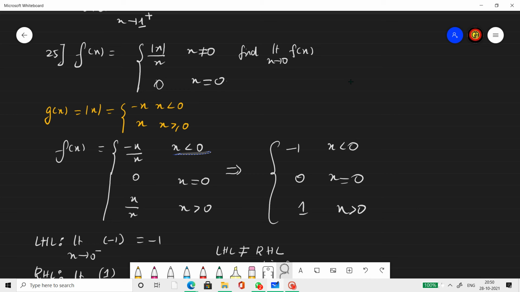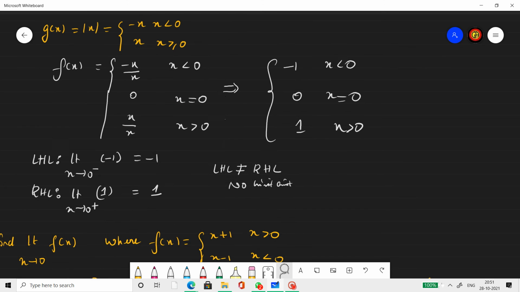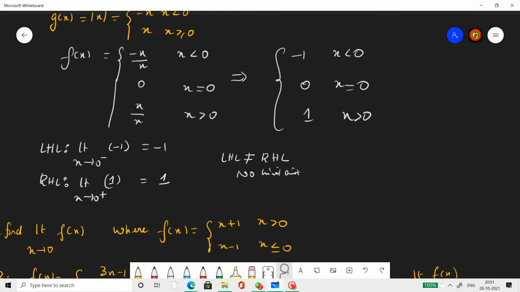So, below 0 is discussed. At 0, the question itself says it is 0. So, we take it as it is. Above 0, the mod x will behave like the x function. So it's x by x. So therefore, this will eventually get transformed to a form of minus 1 when it is below 0, 0 when x equals 0, and 1 when it is greater than 0. By looking at this, we can say that the left hand limit at 0 and the right hand limit at 0 are not equal. Therefore, the limit does not exist at 0. But then we have to show some steps for that.